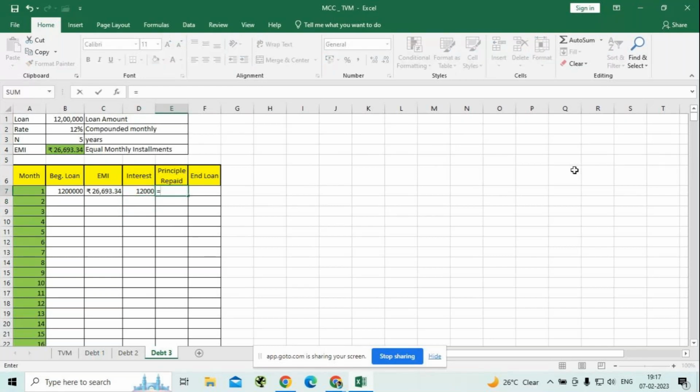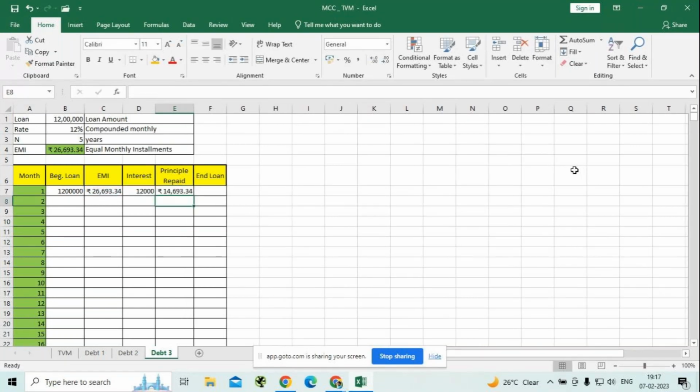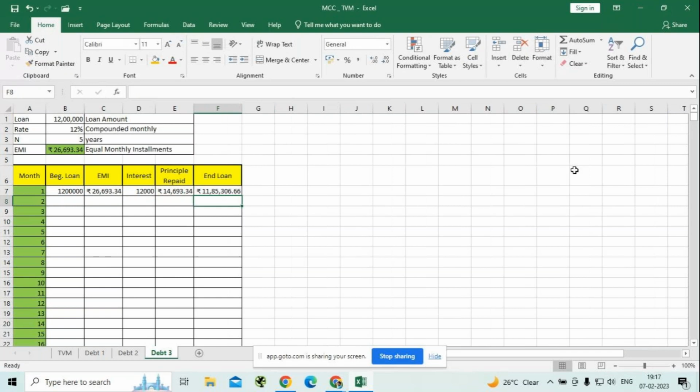So equals to principal repaid is C7 minus D7. That is nothing but the EMI amount minus interest amount. Then end loan will be beginning loan B7 minus the principal repaid E7. Very good. Okay, so this is the amount.